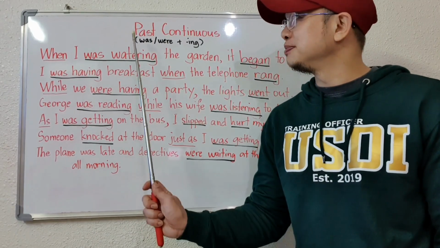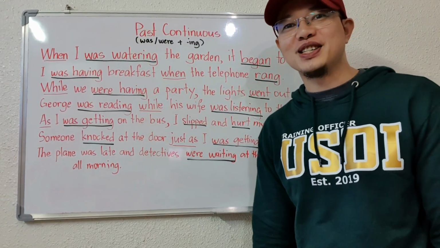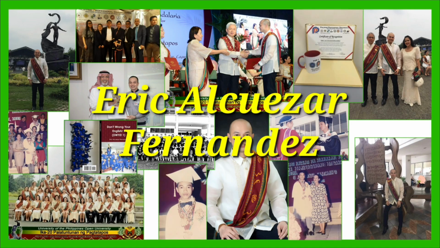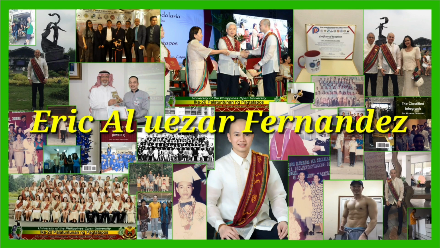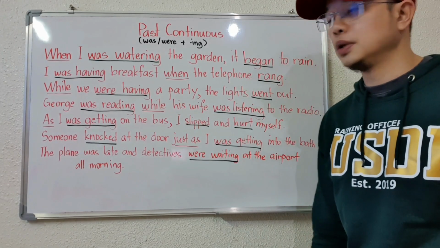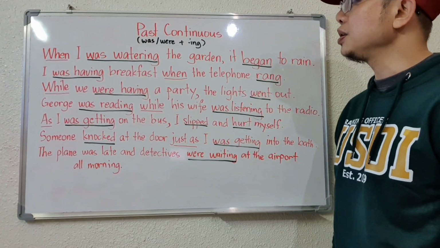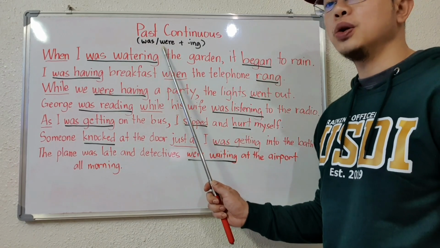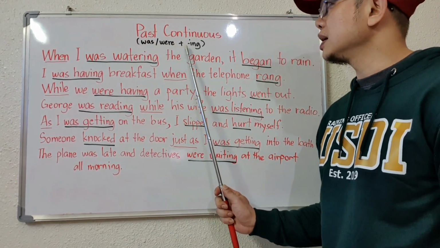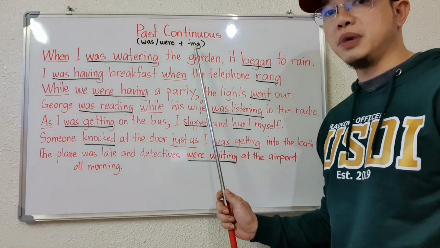Let's have past continuous. For past continuous, the form is was or were plus the -ing form of the main verb.